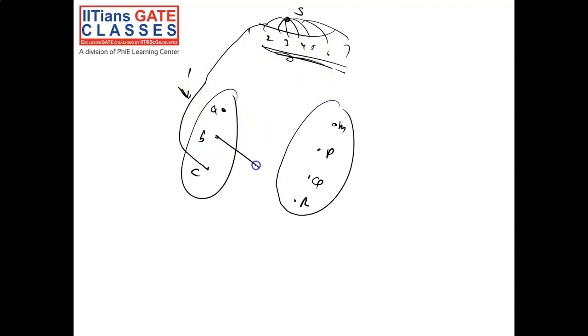What you can do is, maybe you can give this edge color 1. Okay, maybe you can give this edge color 1. So this is how you can utilize it. So this color 1 has been utilized here.